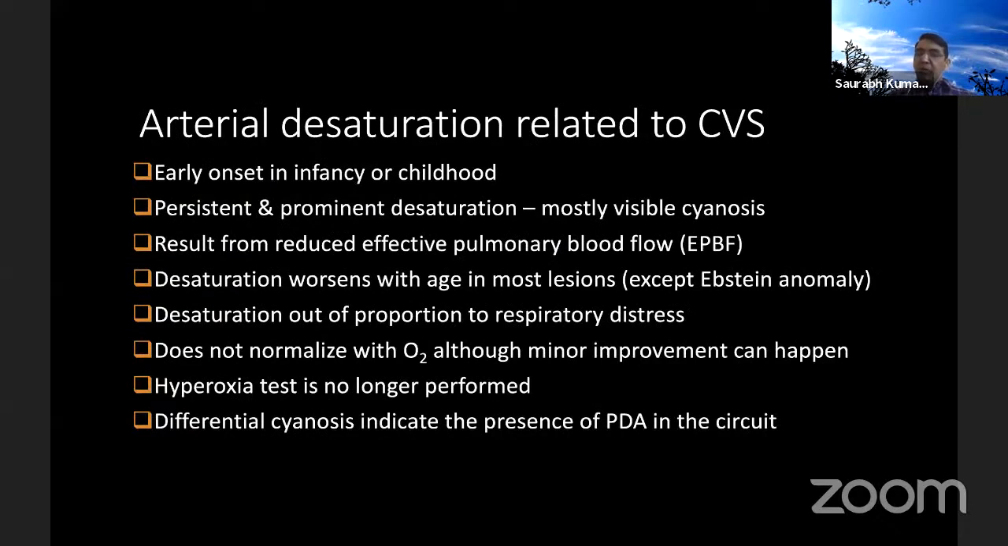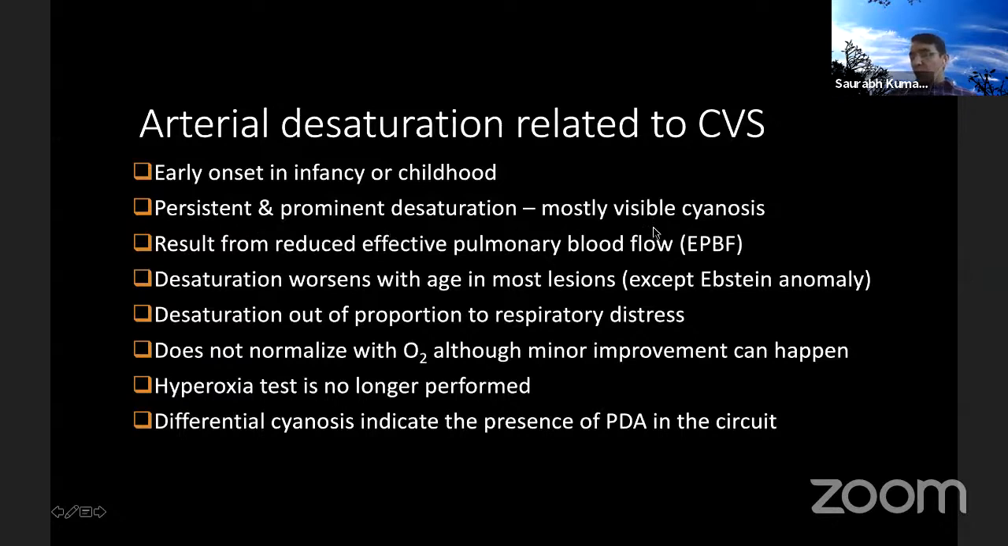Now, before we go on to further classifying or clarifying arterial desaturation, what are the characteristics when you should think that the cyanosis in a patient is related to heart disease, or it may not be related? So generally, these patients have early onset cyanosis during infancy or childhood. It is persistent and there is predominant desaturation.